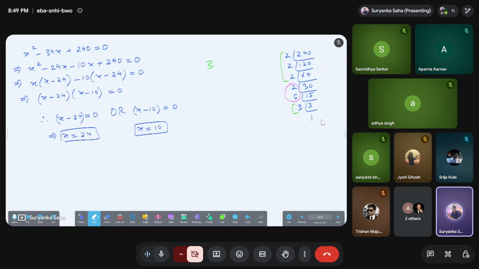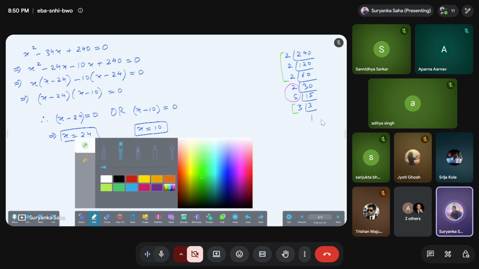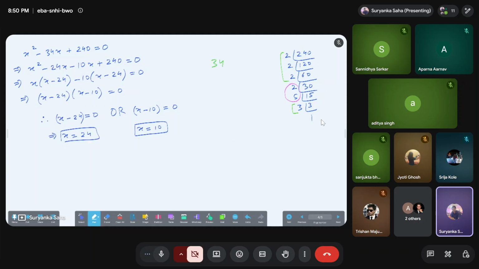34 is which number, odd or even? Even number. And we have 240; before 240 what sign do we have? Plus, right? So we have to bring it by minus, meaning 34 has to be split by addition. Minus something will give you minus 34, right? This much is clear. Okay, now let me show you.